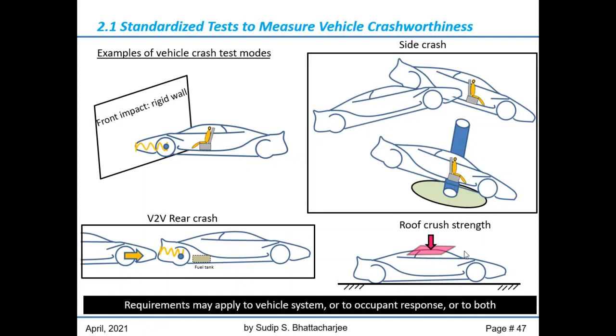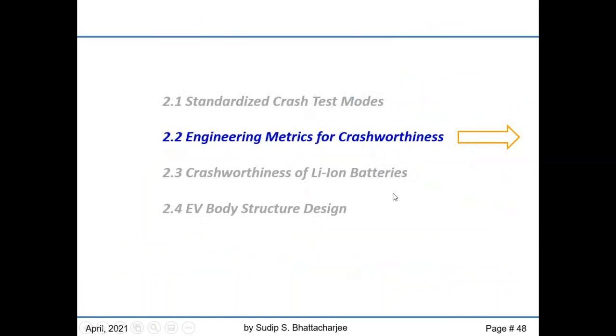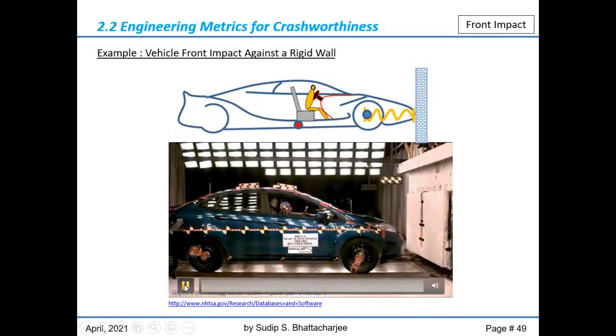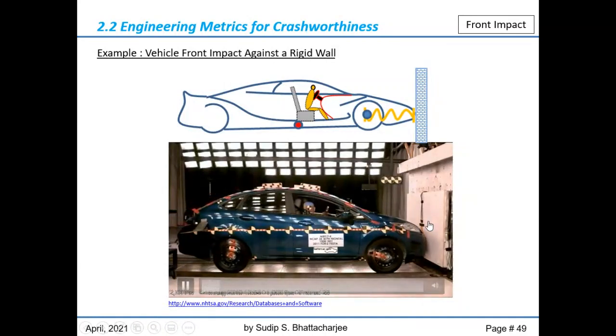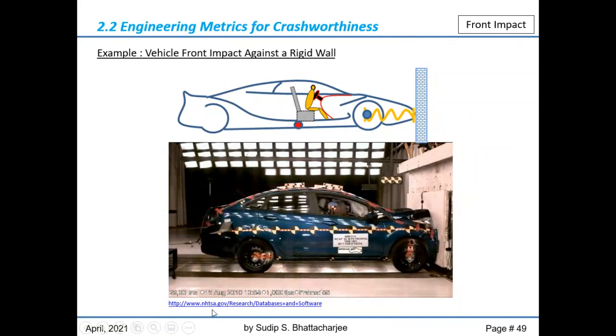The requirements that we measure and try to meet may apply to some vehicle system level performance, or to the instrumented dummies, what we are calling here occupants, or to both. It depends on what standard, regulation, or assessment method we are trying to follow. I'm going to briefly review some of these here, as there are too many to cover in a short presentation. Just to give you a few examples, I'm showing one test video of a front impact test against a rigid wall, collected from the NHTSA website.